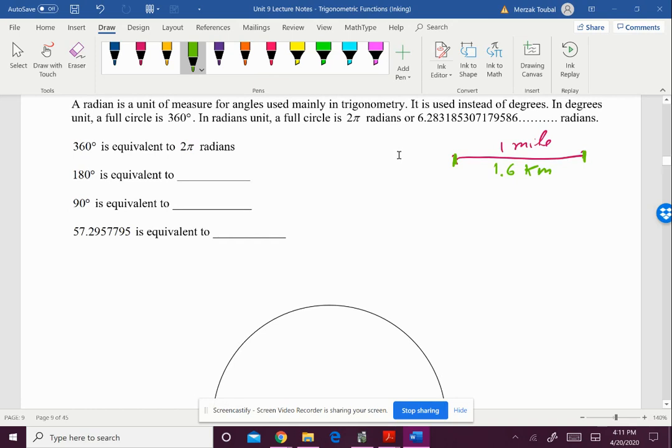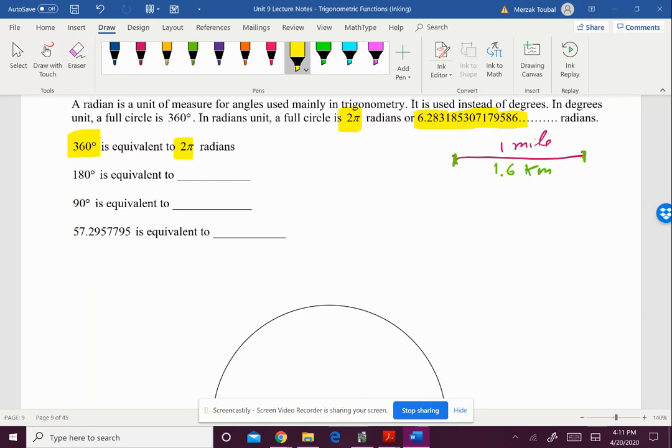But there is a better way to compare the radian unit with the degree unit. So what we know is 360 degrees is equivalent to 2 pi radians. 2 pi is 6.28 and so on. We got a lot of decimal places. So 2 pi radians is equivalent to 6.28318530717 and so on. And it keeps on going.